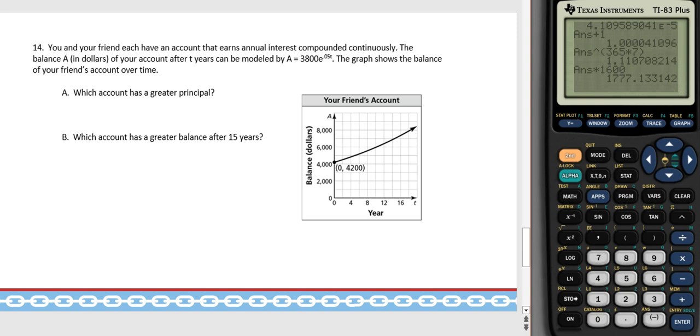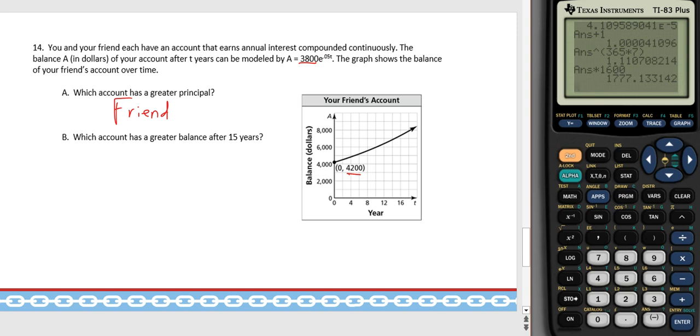A couple of questions. Which account has a greater principal? Well, principal is the initial amount. So friend starts off with 4,200. Your principal in the equation would be right here, the 3,800. So friend has a greater principal, right? His initial deposit is $4,200.